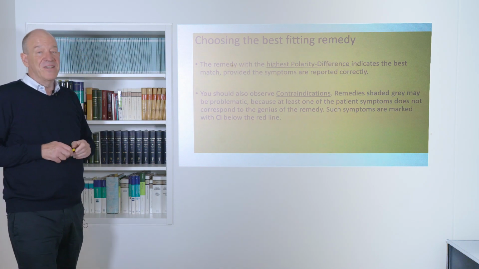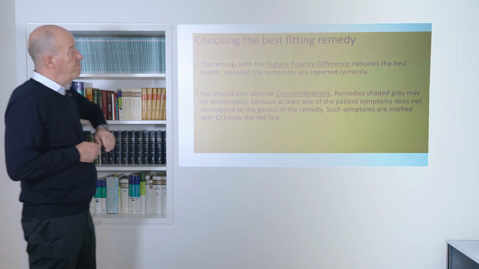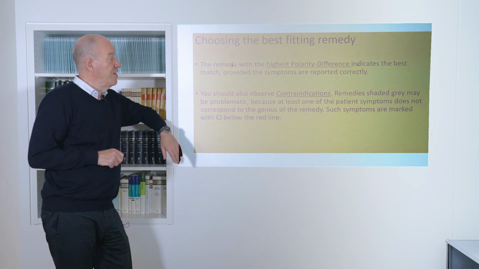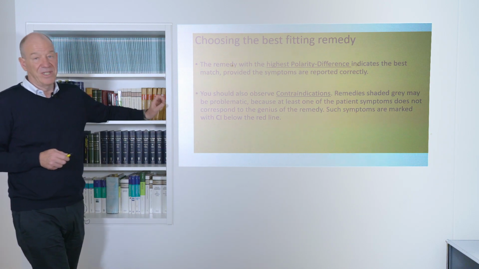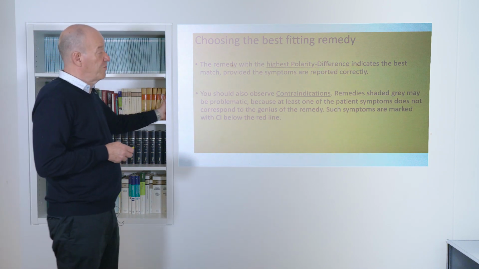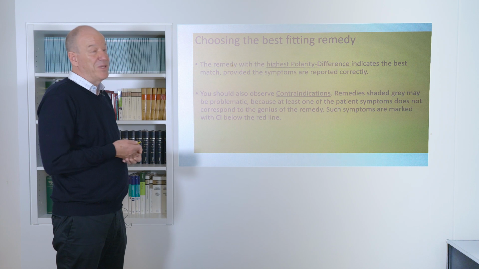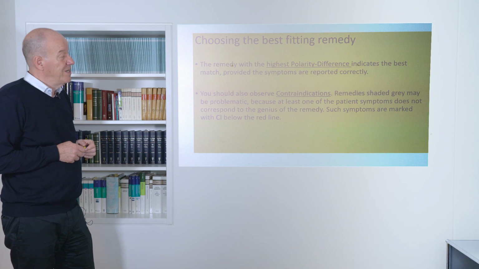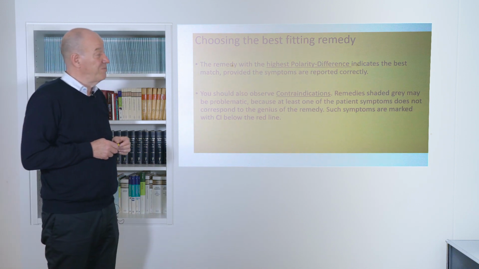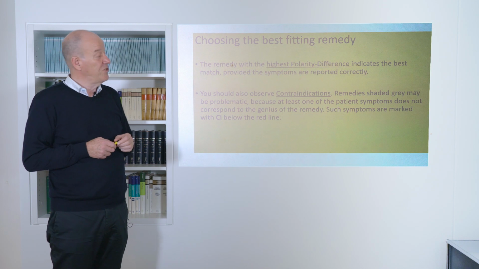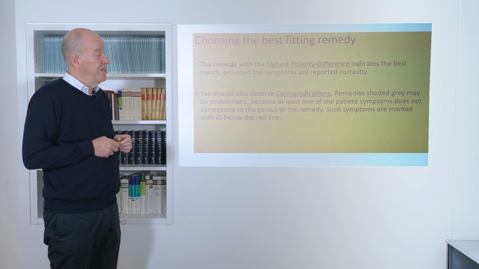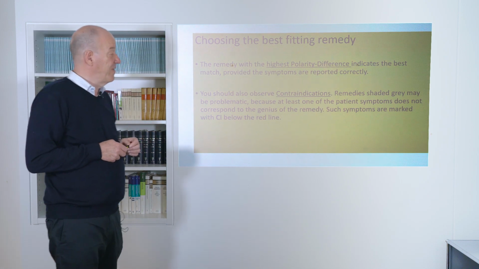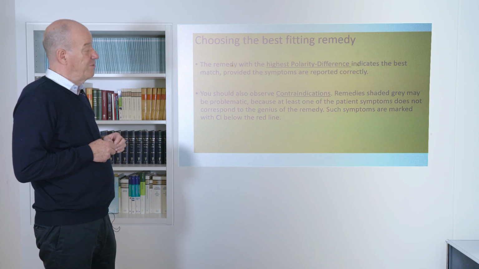How do we choose the best fitting remedy? The remedy with the highest polarity difference indicates the best match, provided the symptoms are reported correctly. You should also observe contraindications. Remedies that are shaded gray in our software may be problematic, because at least one of the patient's symptoms does not correspond to the genius of the remedy. These symptoms are marked with CI below the red line. I will show that right away.